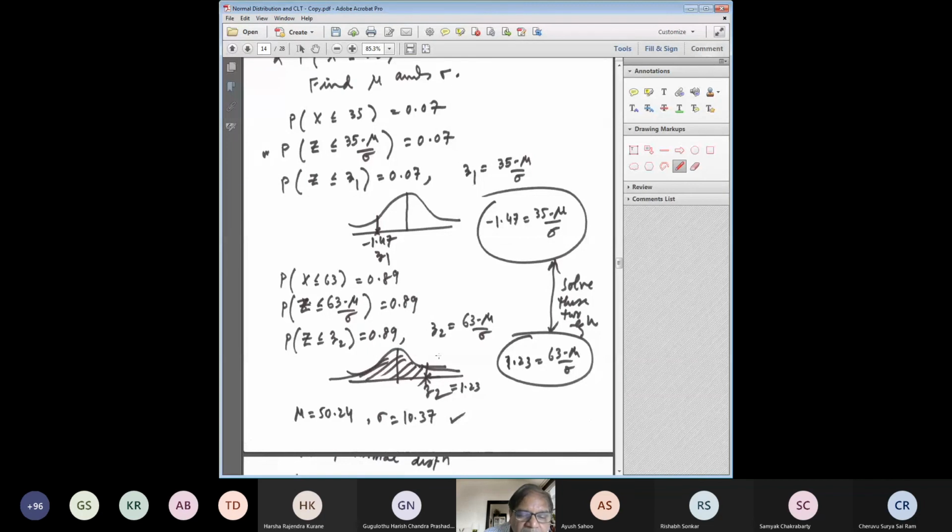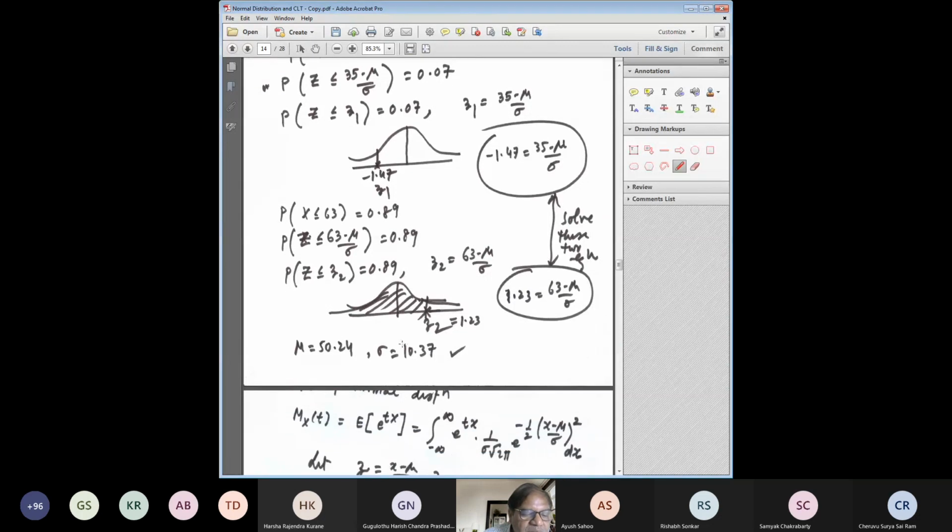So I have got another equation: 1.23 equals (63 minus mu) by sigma. We have got one equation, this one, and another equation, this one, with two unknowns. After solving these two equations, you will get mu equal to 50.24 and sigma equal to 10.3. In several numerical problems on the normal distribution, you need to find one parameter or another, given a probabilistic statement. Using that, we need to find it. You will solve some more problems in the assignment.